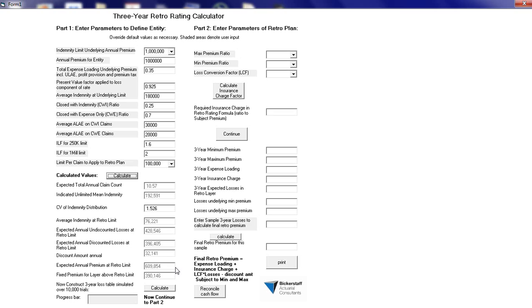609,854 would be the premium required at the 100,000 limit. We got this by dividing the 396 by 0.65. You remember, that's the expected loss ratio. So dividing the 396 by 0.65, we get the 609 total premium, including the 35% expense loading, for the 100,000 limit, which becomes what we call the standard premium. In other words, that's the premium subject to retrospective rating.